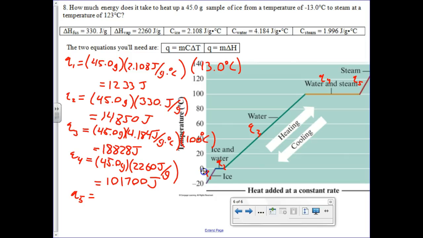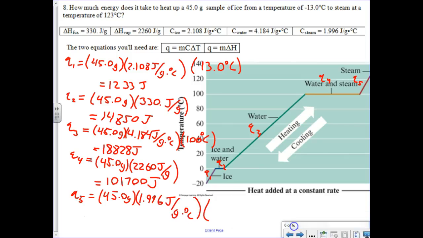Q5. We're heating up the steam. We need Q equals mcΔT again. 45.0 grams multiplied by the specific heat capacity of steam, which is different. 1.996 joules per gram times degrees C. Change in temperature, we're going from 100 up to 123. So our difference there is 23. Q5 equals 2,000 something. 2,066 joules.